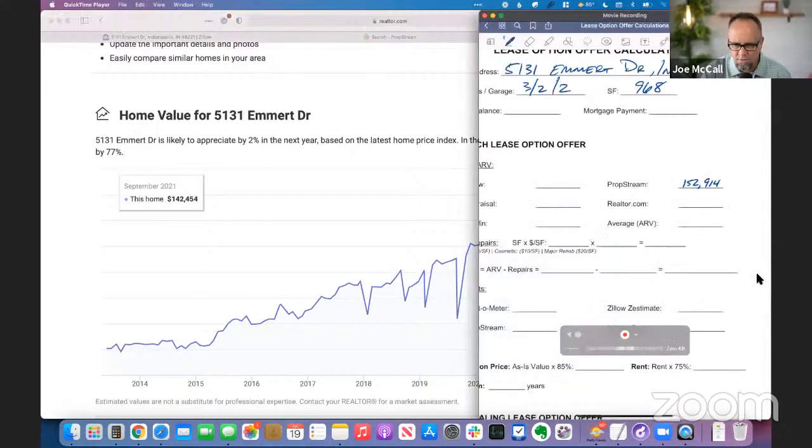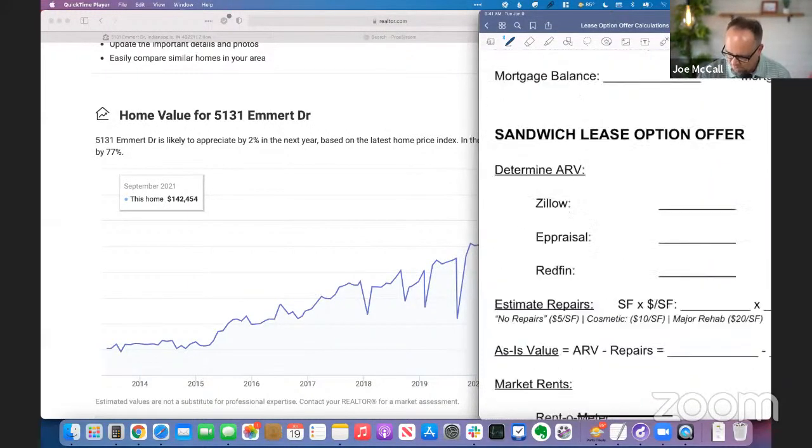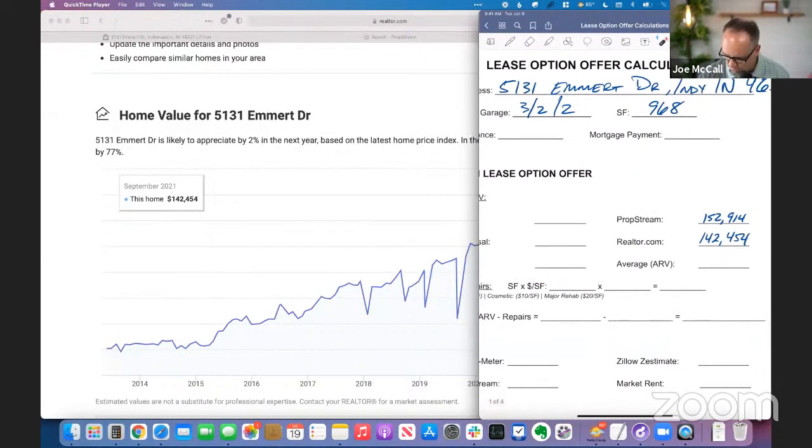So I'm going to write that down here on this right here. I'm going to write down 142,454. So all I'm doing again is trying to find the ARV. Okay. I'm just trying to determine the ARV, the after repair value.